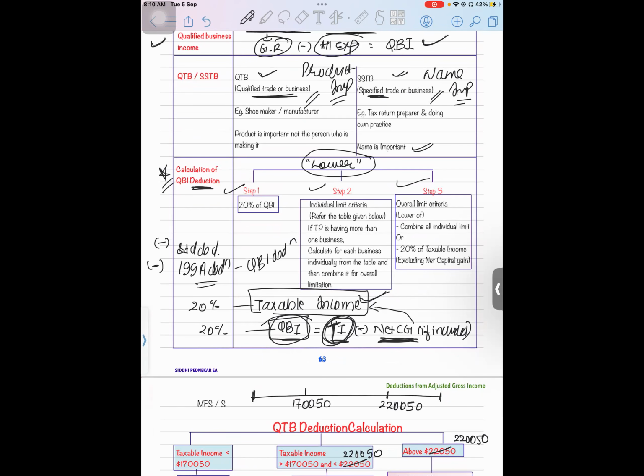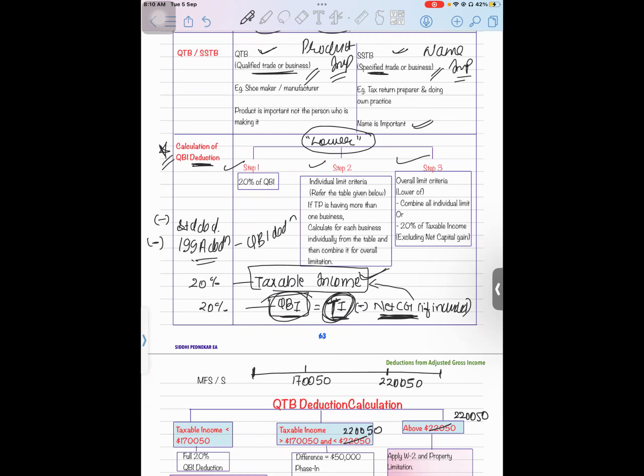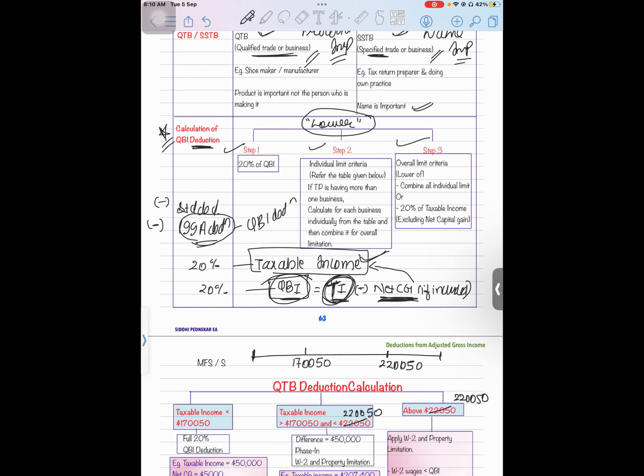If you have either Schedule C, or a partnership income, or an S corp income, this calculation will be made. In software, it is very complicated to understand how the software is going to calculate. But in our theoretical study, for exam purposes, you will have to understand that calculation. Okay, so let's move further.